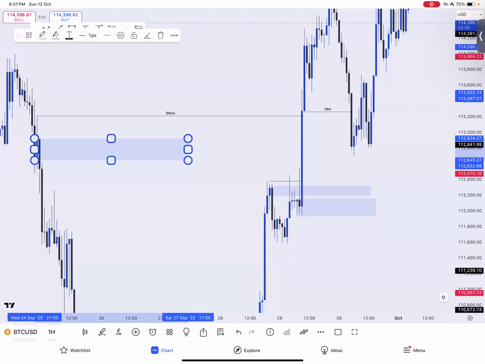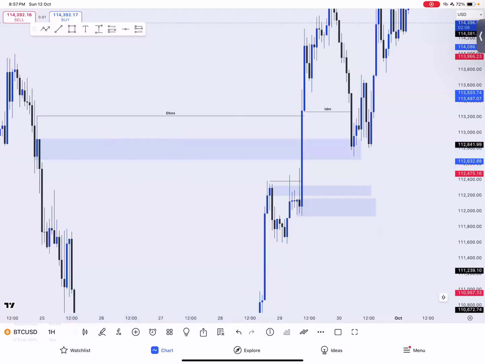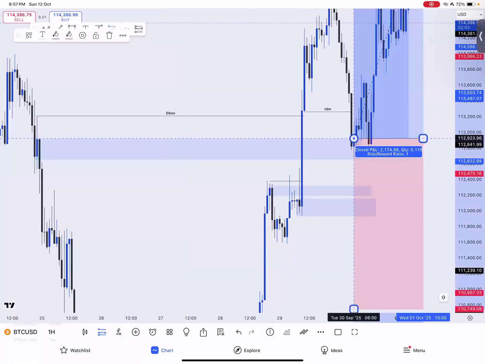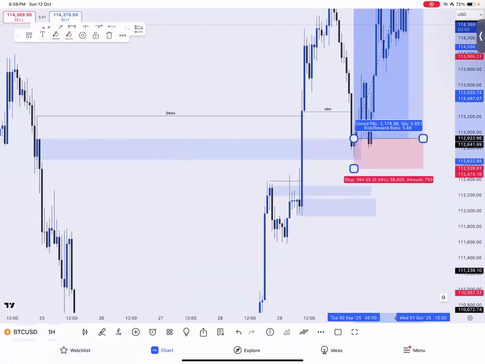So if you pick your entry from the breaker, stop loss below the last candles of the breaker, which is, there's a wick here. So I'm covering that wick. This is where stop loss would be. So that's this trade right here.